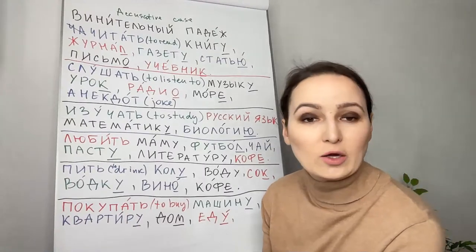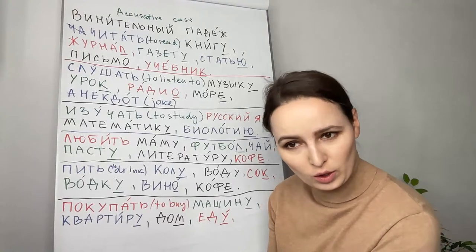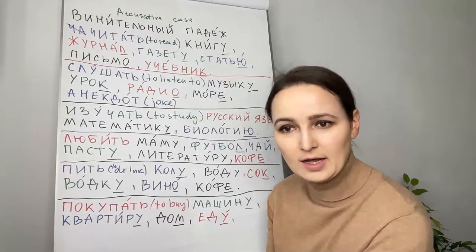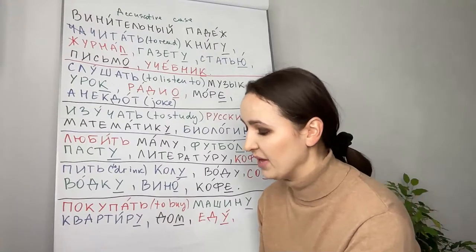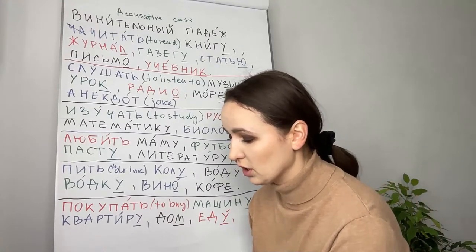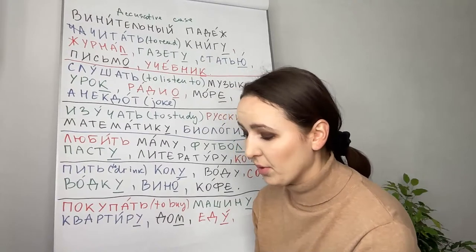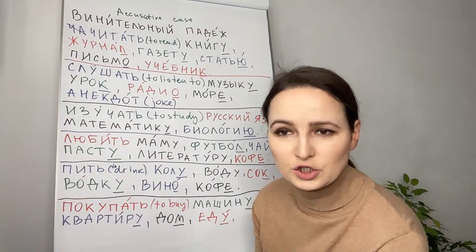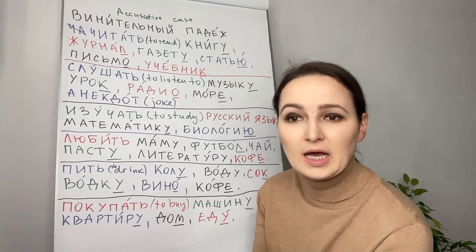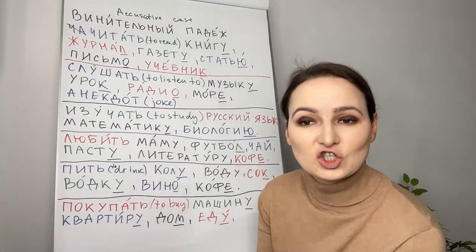Да, я покупаю рубашку. I'm buying a shirt. Молодец, правильно. Мы покупаем сумку. We are buying a bag. Очень хорошо. Я покупаю, what else? Футболку, a t-shirt. Молодцы.